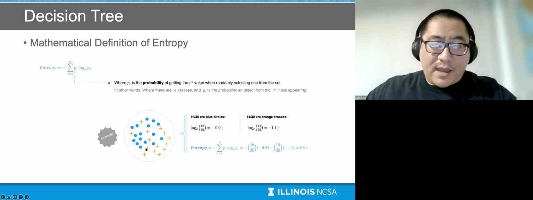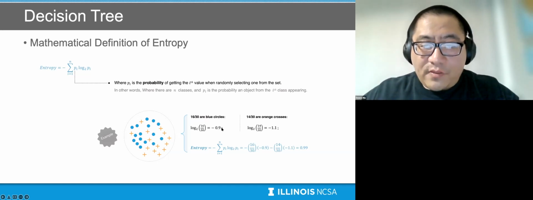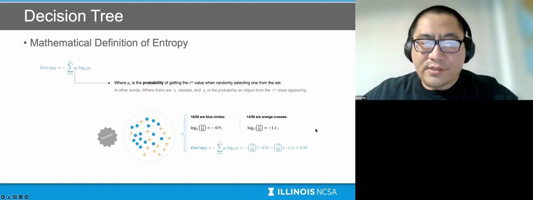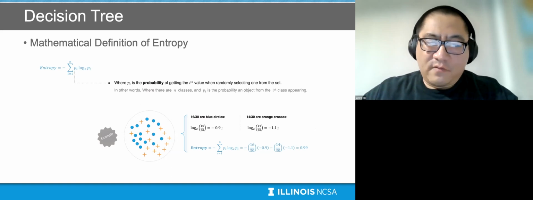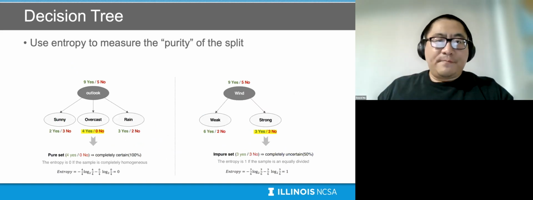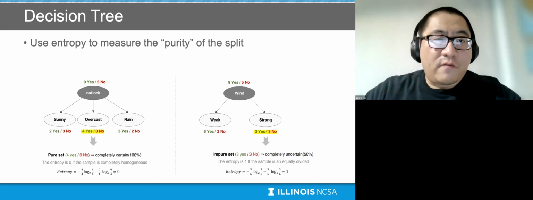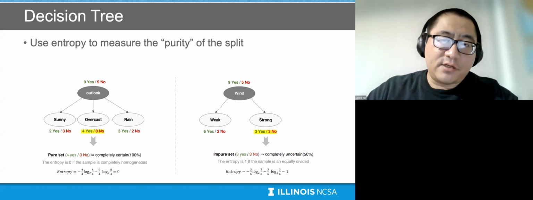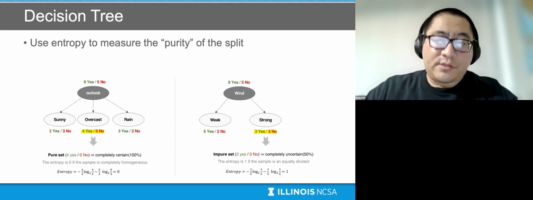So by putting those numbers into this formula, we can calculate the entropy is 0.99, which is a very high entropy, which means this data is highly disordered. And for building a decision tree, the key is just to reduce the uncertainty into certainty.